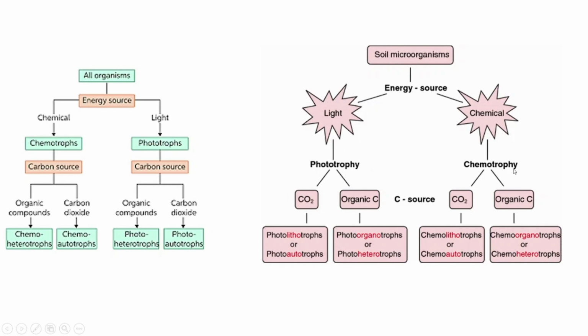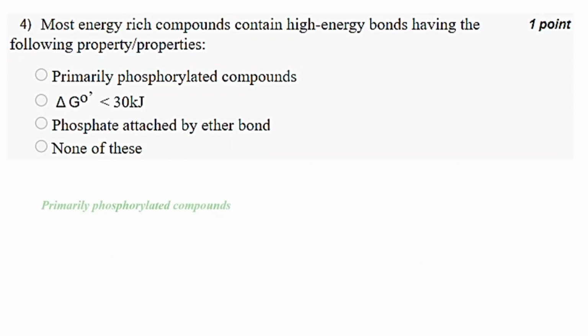This is very basic. Then from that, if CO2 is being utilized, it is called photolithotrophs. It's an inorganic thing. And if an organic compound is being utilized, it's called photoorganotrophs. Similarly, when chemical energy is being utilized, if CO2 is being utilized, it's called chemolithotrophs, and if organic compounds are being utilized, these are called chemoorganotrophs. So that was the answer. Next we move on to the next question.